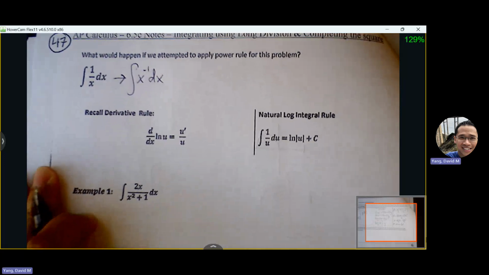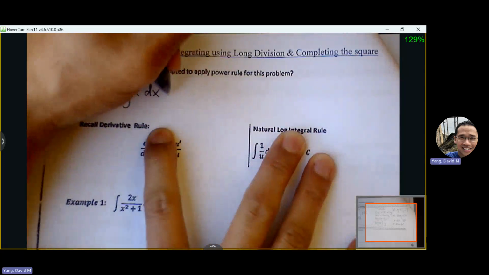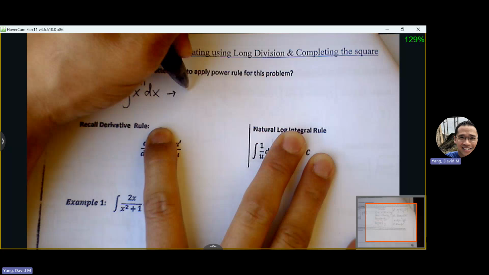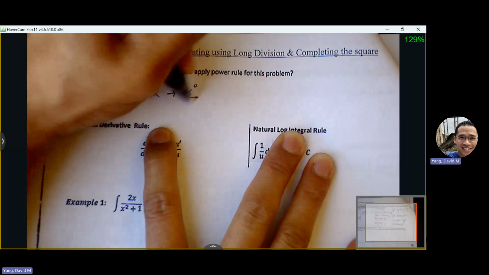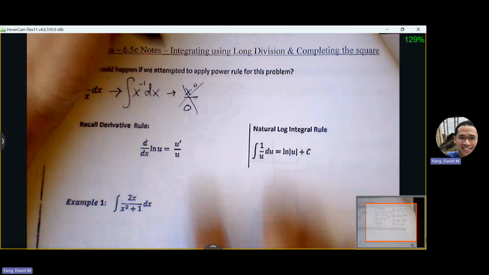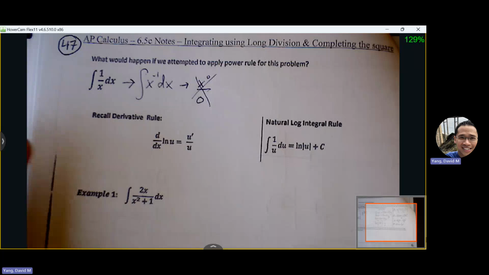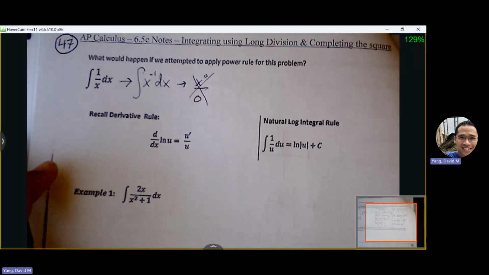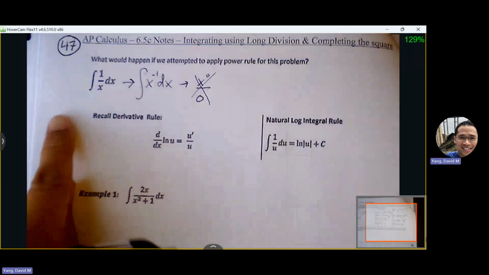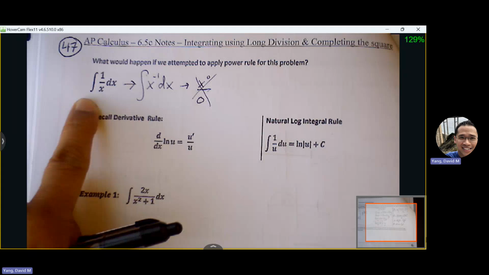So it's undefined, because if I try to go through power rule, I'm going to add 1 to the exponent, which becomes x to the 0 over 0. We can't divide by 0. So this is the one scenario where power rule is not able to handle itself. So we have an exception for this, and the exception that can handle this is natural log.